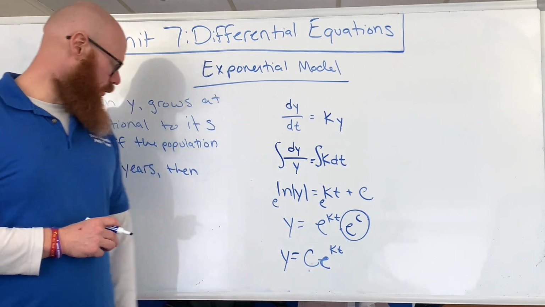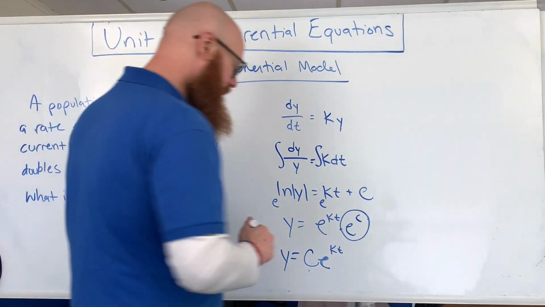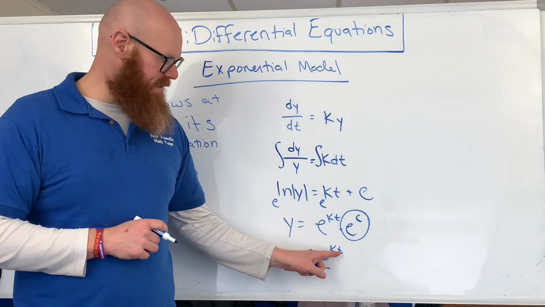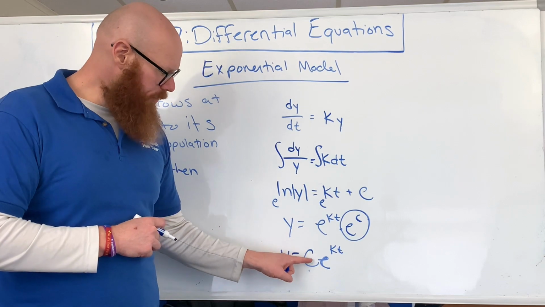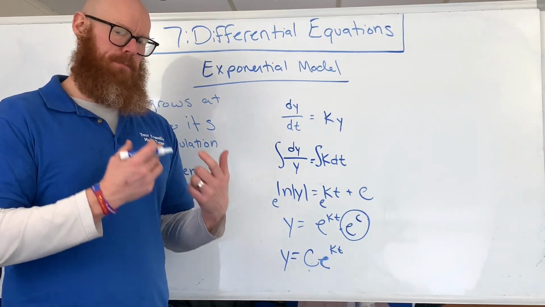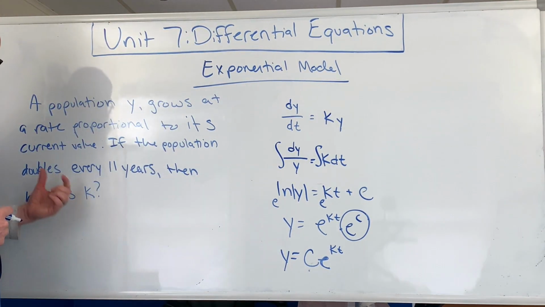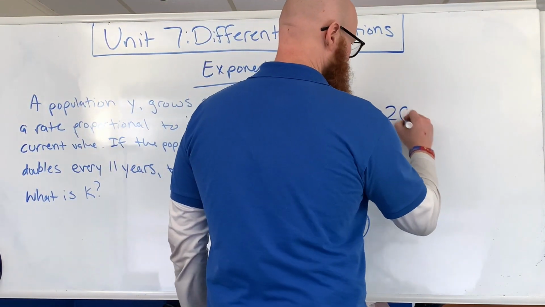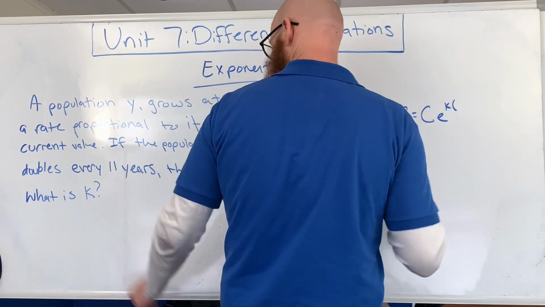And now what we do is we've got to actually figure out the problem. So if it doubles every 11 years, so what that means is if this c here, if you think about it, if I plug in times 0, 0 times k is 0 and e to the 0 is 1, whatever this constant is really the initial population. It's what we would get if we plugged in times 0. So if the initial population is c and it doubles, it's going to double to 2c. So if I replace y with 2c equals c e to the k times 11.